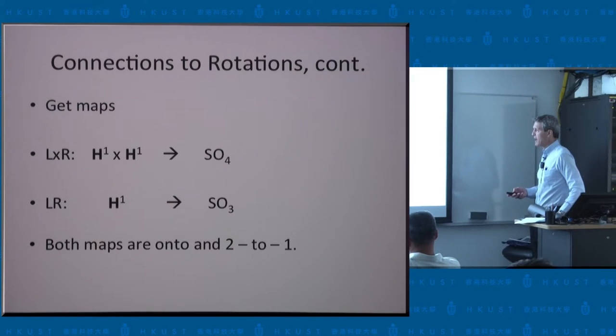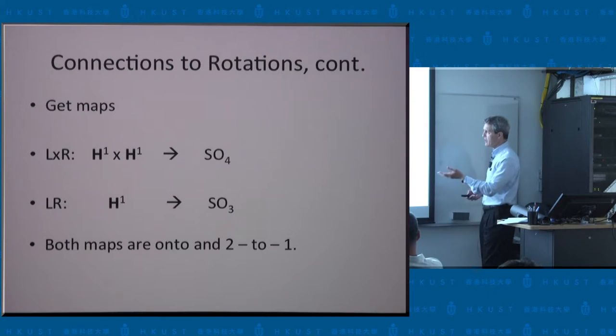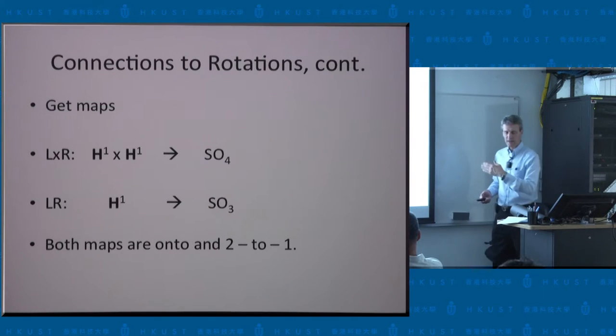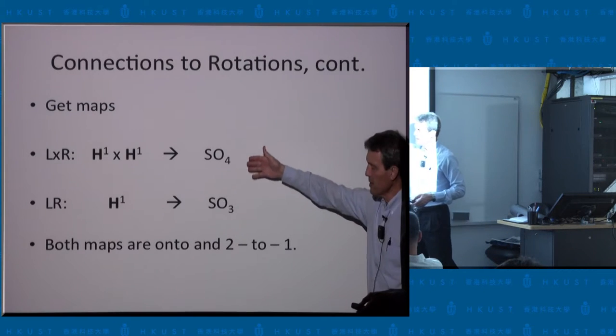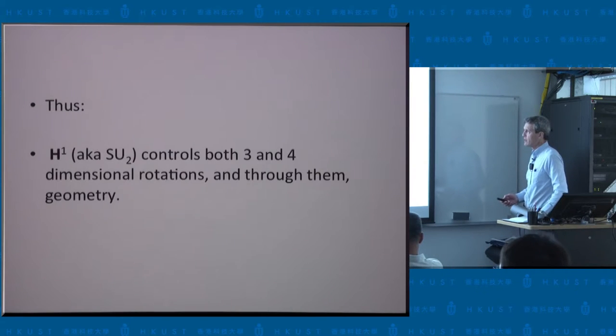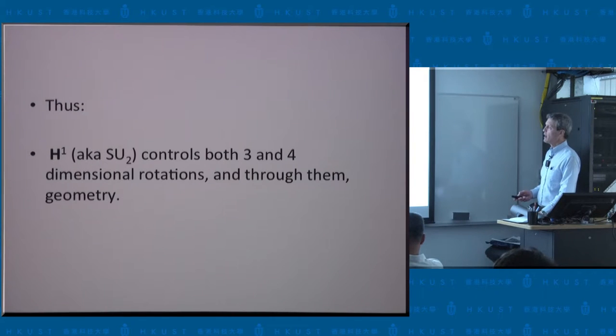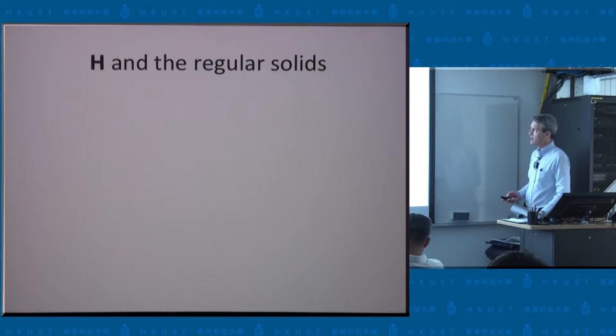And also, both of these maps are exactly 2 to 1. There will be two guys upstairs which go to one guy downstairs. This is because of -1. It doesn't matter whether you multiply on the left or on the right with -1, it's the same thing. So this gives 2 to 1 mappings from two copies of the quaternions or one copy of the quaternions to these rotation groups. And this, among other things, shows you that geometry in four dimensions and in three dimensions are very closely related to each other, and they're both controlled by this group of unit quaternions.